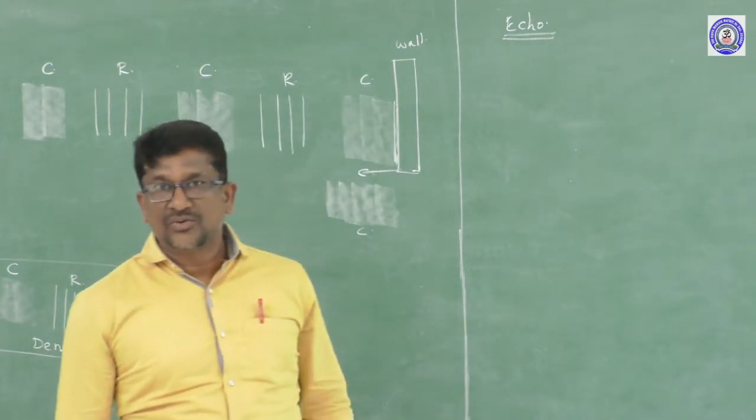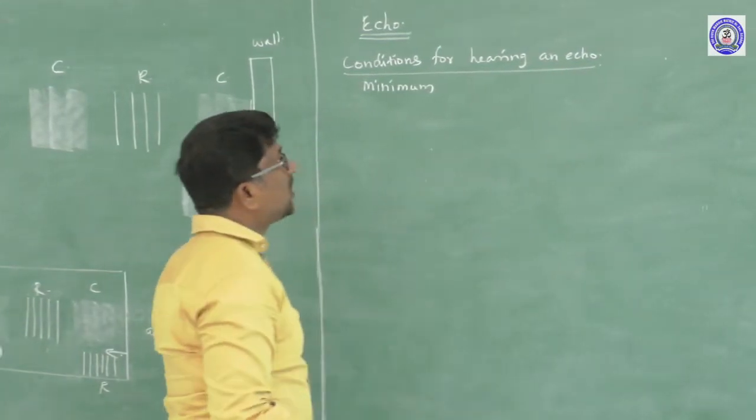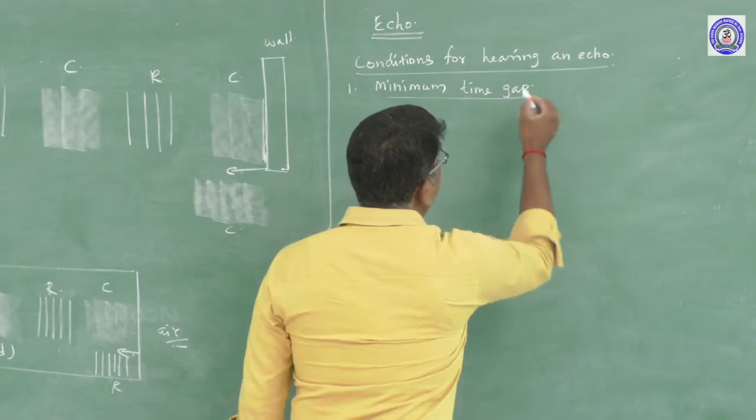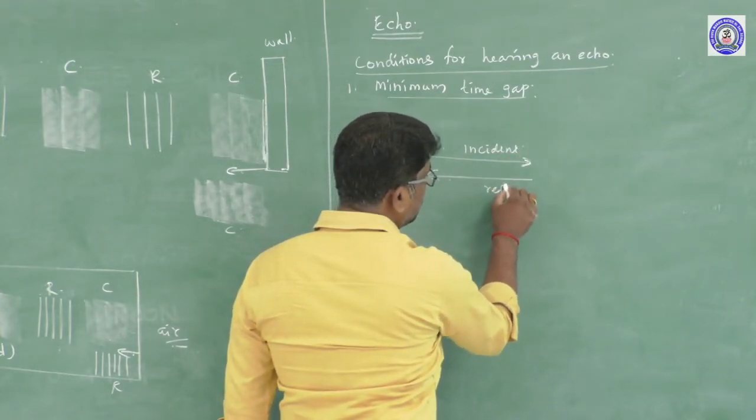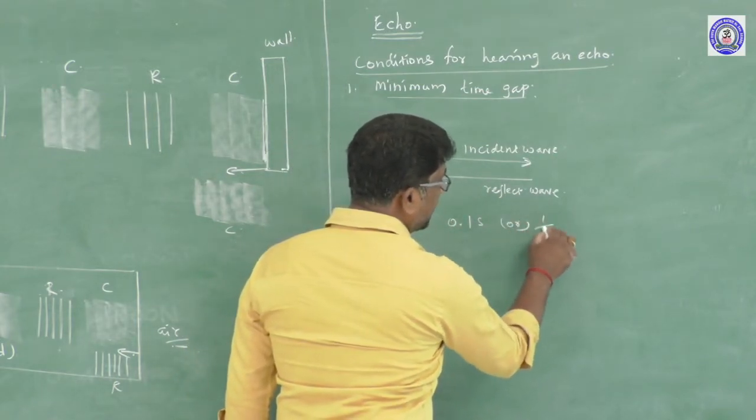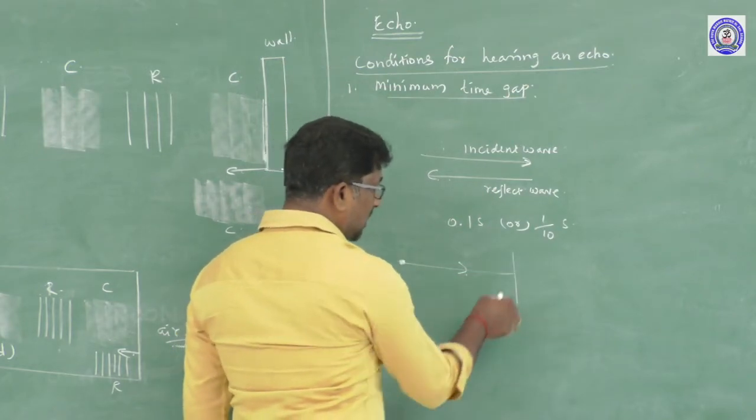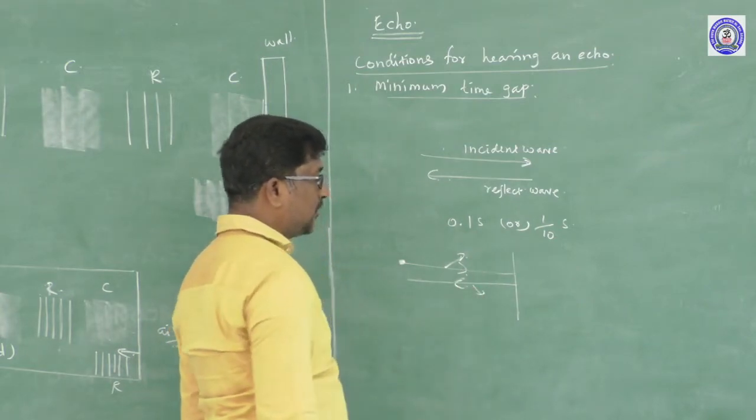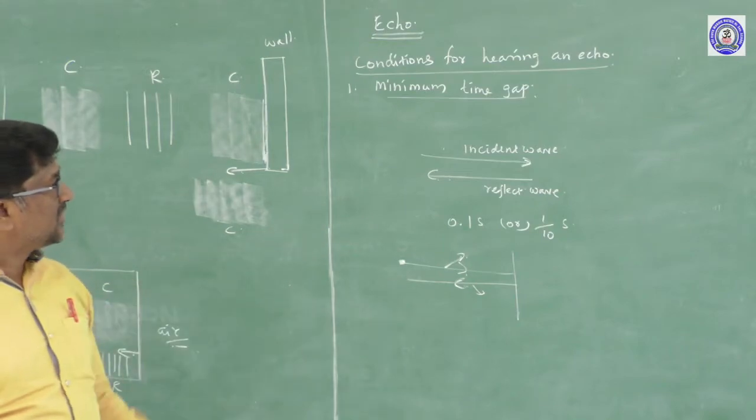Right? And there are two conditions for hearing an echo. The first condition is the minimum time gap between the incident wave and the reflected wave, which should be 0.1 second or 1 divided by 10 seconds. The sound is produced from the source, travels towards the obstacle, and after striking the obstacle, it is reflected towards the source. So this is the incident wave and this is the reflected wave. The minimum time gap between the incident wave and the reflected wave should be 0.1 second or 1 divided by 10 seconds. So this is the first condition for hearing an echo.